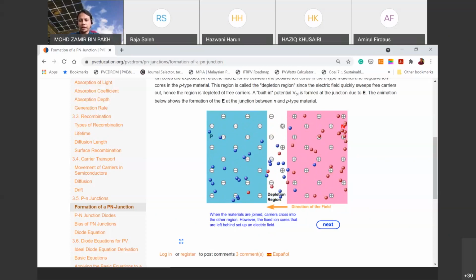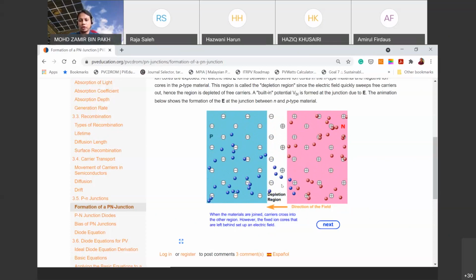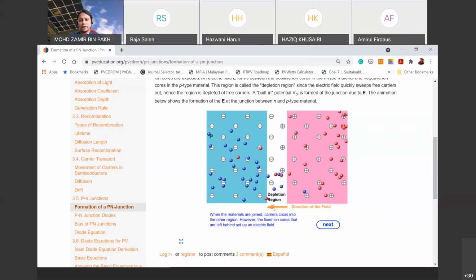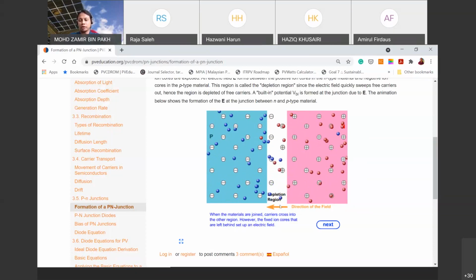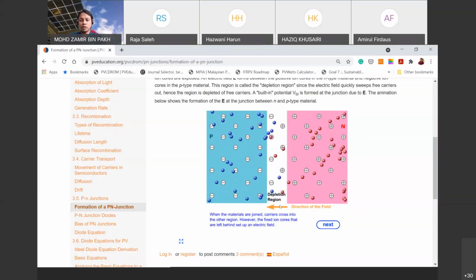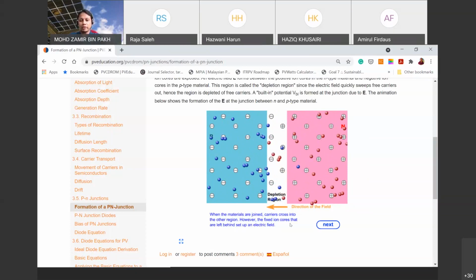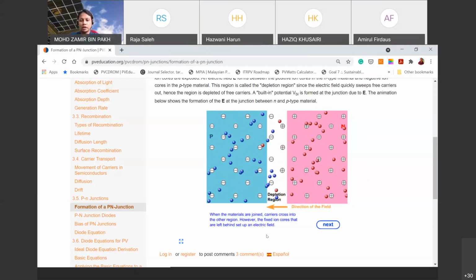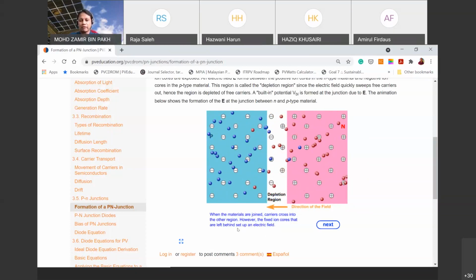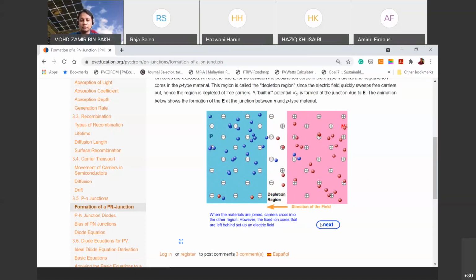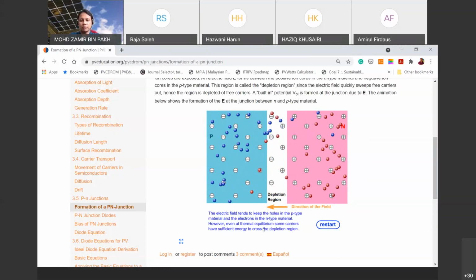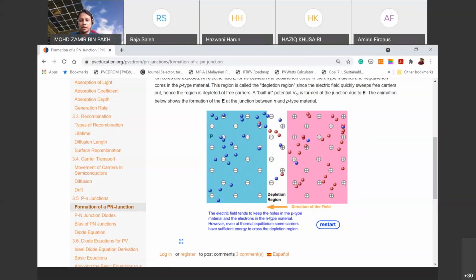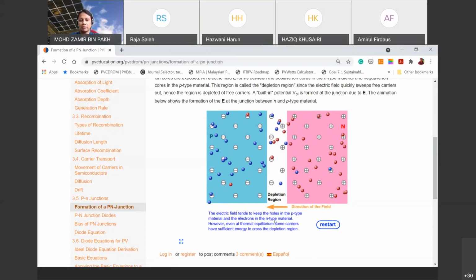Due to the positive and negative regions created near the junction, we're going to have an electric field pointing into the p-type region. You can see the arrow here pointing to the left into the p-type region. When the materials are joined, carriers cross into the other region. However, the fixed ion charges that are left behind set up an electric field. Next, the electric field tends to keep the holes in the p-type and electrons in the n-type.